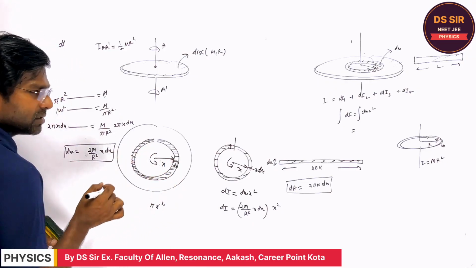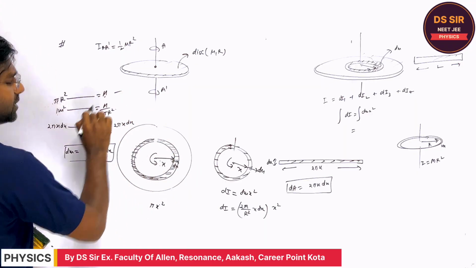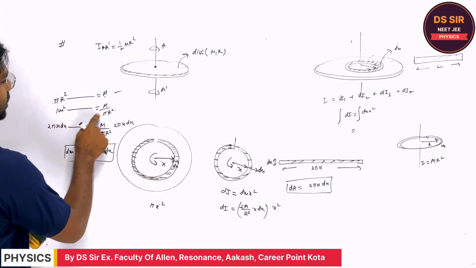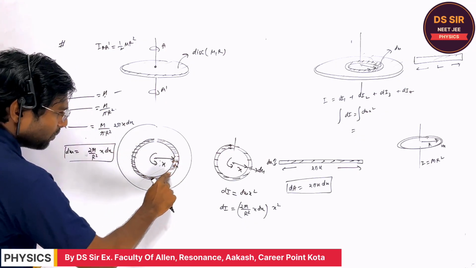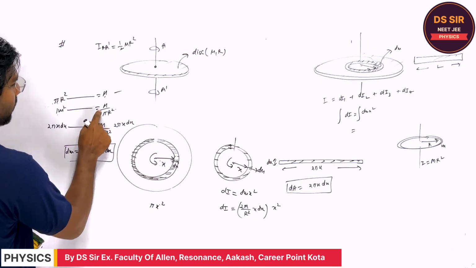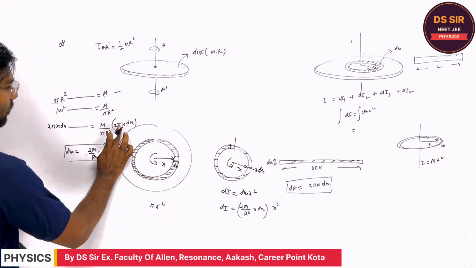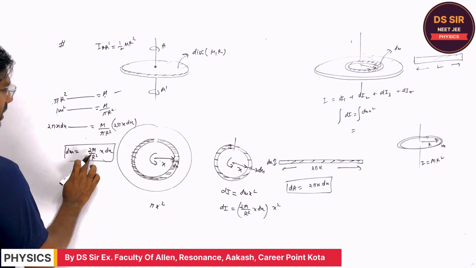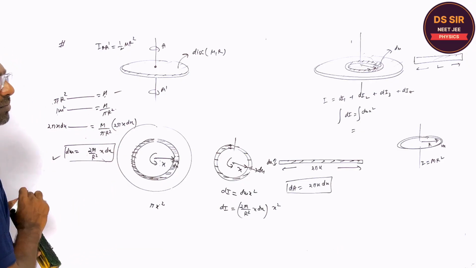Right. Now how to write the mass? For the total area pi r square, the mass is m. For 1 meter square, the mass is m upon pi r square. So if you write down the mass of this portion, what is its area? Say 2 pi x into dx, right? So its mass is m upon pi r square multiplied by its area. When you simplify, pi will cancel out. It is 2m upon r square, x into dx. So this is the mass dm.